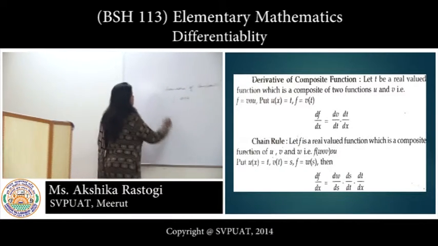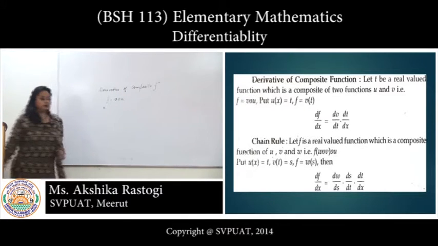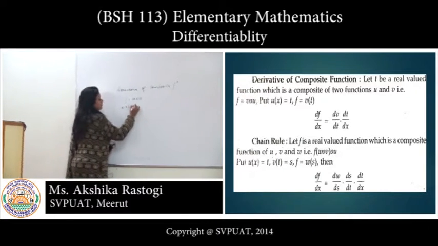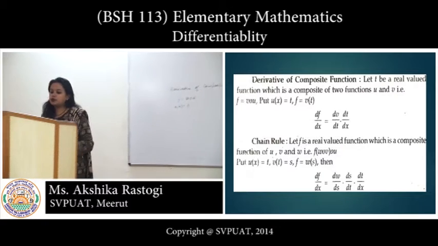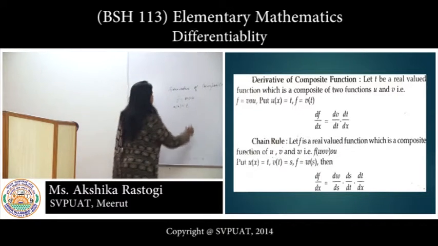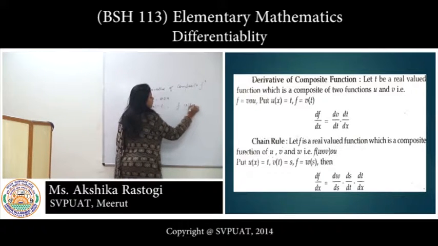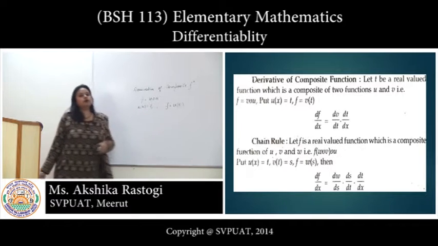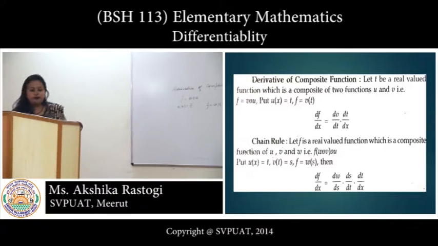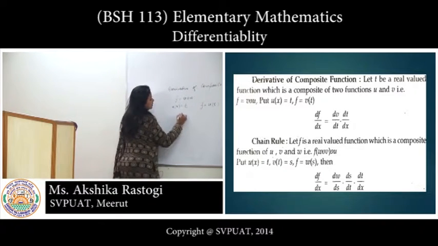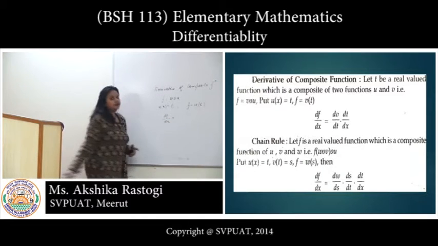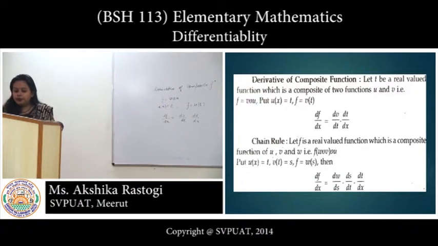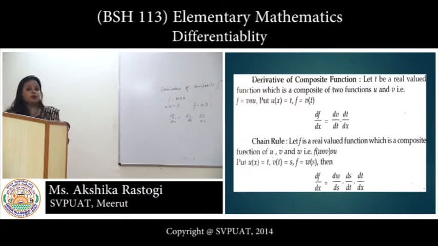What we have done? We write u(x) equals t. What does it mean? If we put u(x) equals t, that means f equals v(t). It means this thing. If u(x) equals t, then f equals v of t. Then we have df over dx. This we can say is a formula. df upon dx equals dv upon dt into dt upon dx. It is the derivative of a composite function.